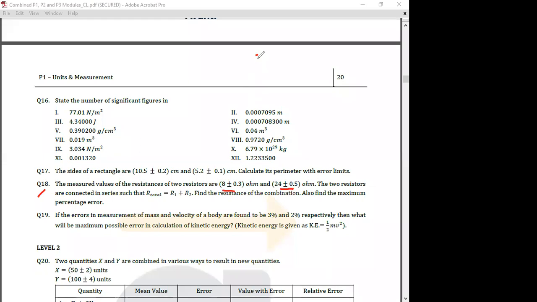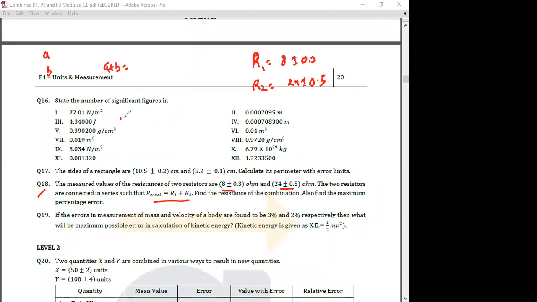So as I told you, there are two values of resistance. R1 is 8 plus minus 0.3 and R2 is 24 plus minus 0.5. The two resistors are connected in series, such that R total is this. So we have discussed now that if A is having some error, and B is having some errors, if we add, the error will also get added. Yes or no? Tell me. Think about it. How many of you remember that error will also get added?